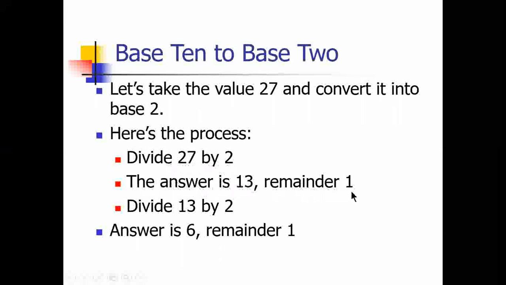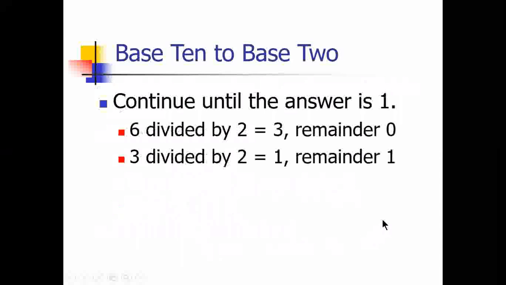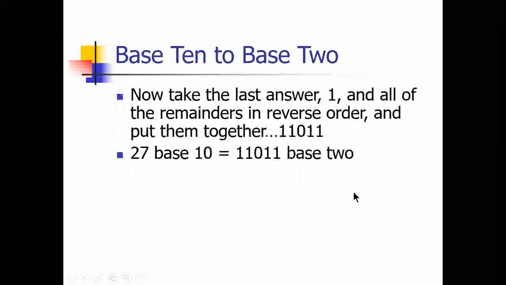The answer is 13, remainder 1. Divide 13 by 2, the answer is 6, remainder 1. Continue until the answer is 1. So 6 divided by 2 is 3, remainder 0. 3 divided by 2 is 1, remainder 1. Now take the last number and all the remainders in reverse order and put them together. So 27 base 10 is 11011 base 2. You read from bottom going up. As simple as that, no?